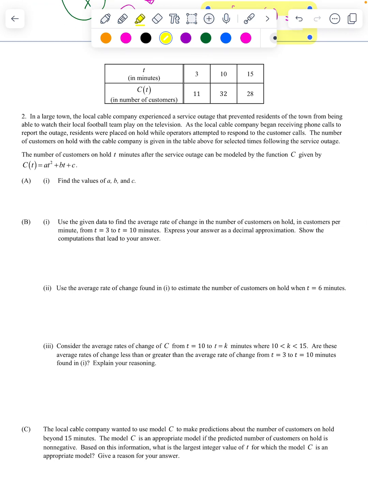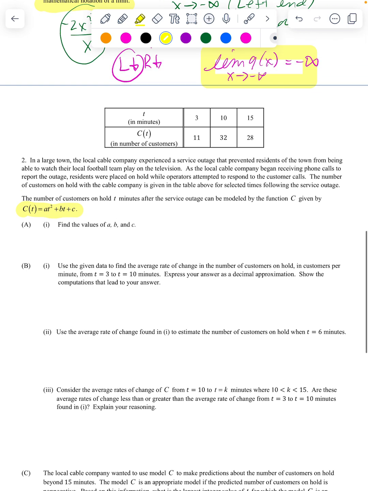So don't feel like going into it. If there is a calculator, you have to use it. All right, you can read the paragraph.